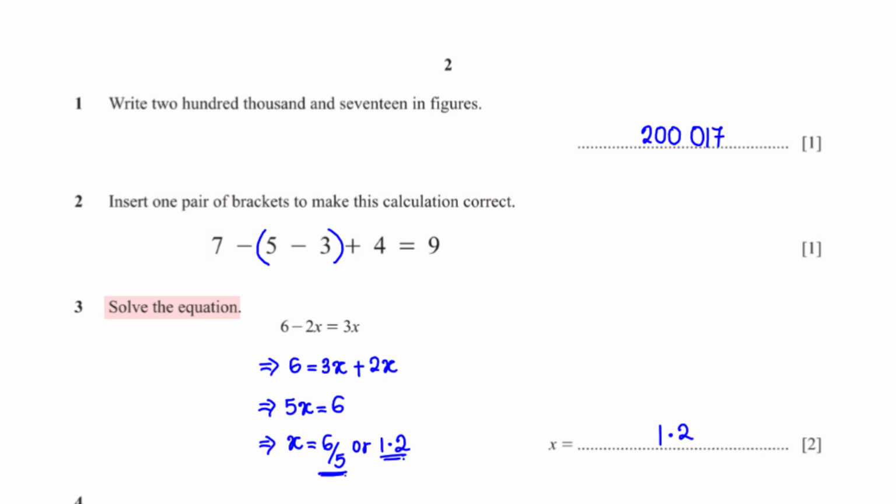Solve the equation. 6 minus 2x equals 3x. When we group like terms, this is what we get. 3x plus 2x is 5x. When we divide both sides by 5, we get x equals 6 over 5 or 1.2 in decimal.